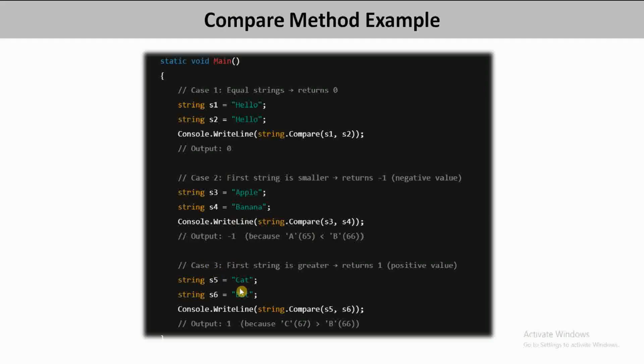Third case we have C and B. C value is 67 but B value is 66, so it is considering C, means first string, as greater than the second one, so it is giving us 1 value.